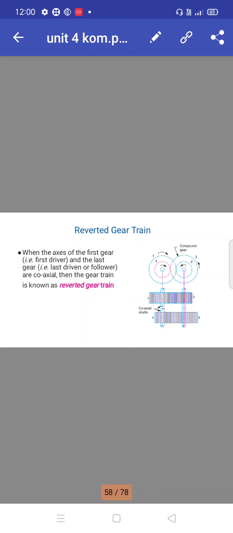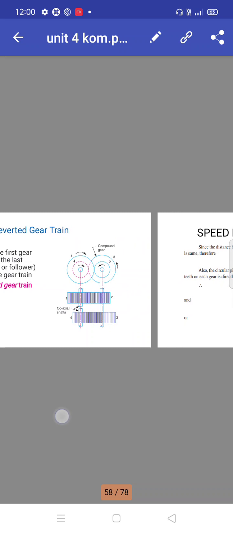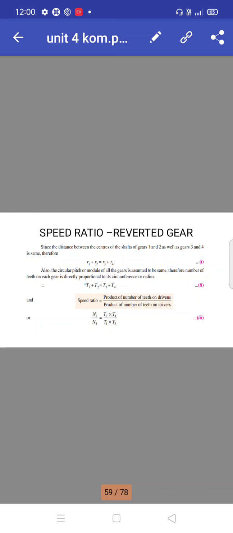Reverted gear train. When the axes of the first gear, that is the first driver, and the last gear, that is the last driven or follower, are coaxial, then the gear train is known as a reverted gear train. Speed ratio of reverted gear: since the distance between the centers of the shafts of gears 1 and 2, as well as gears 3 and 4, is the same, R1 plus R2 is equal to R3 plus R4.